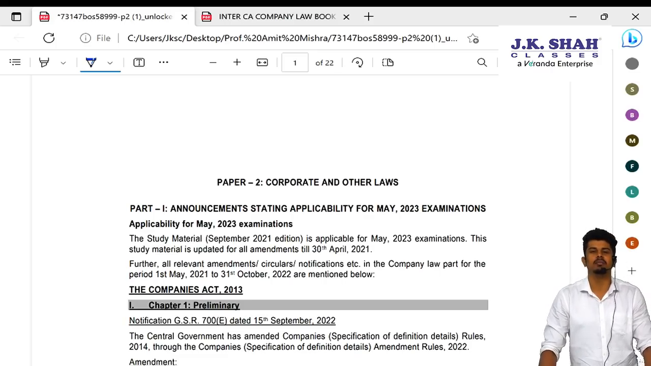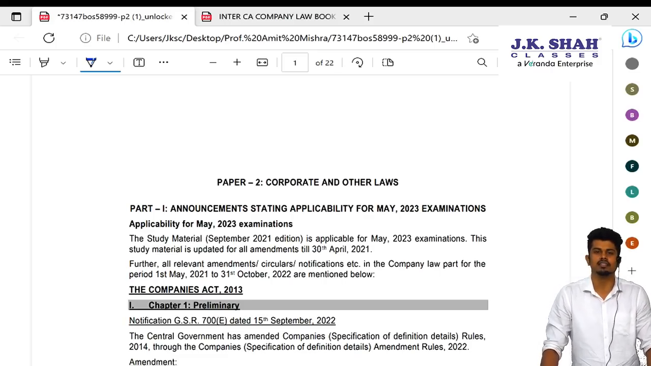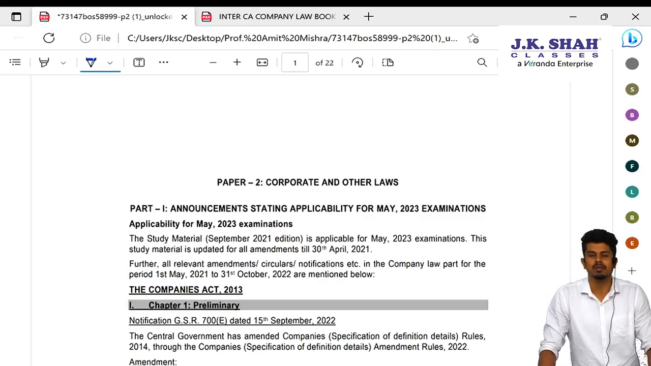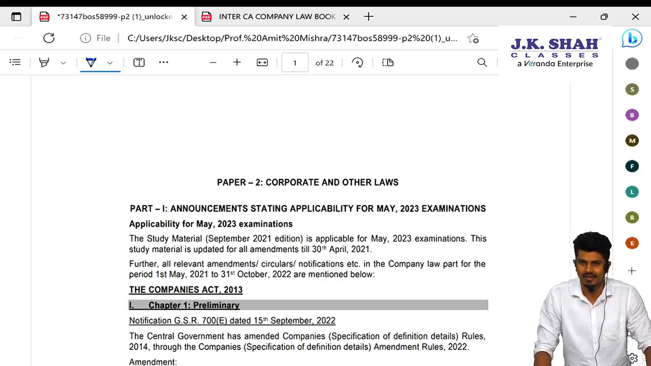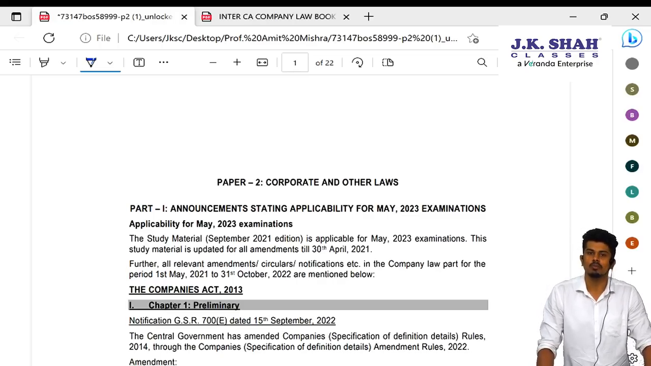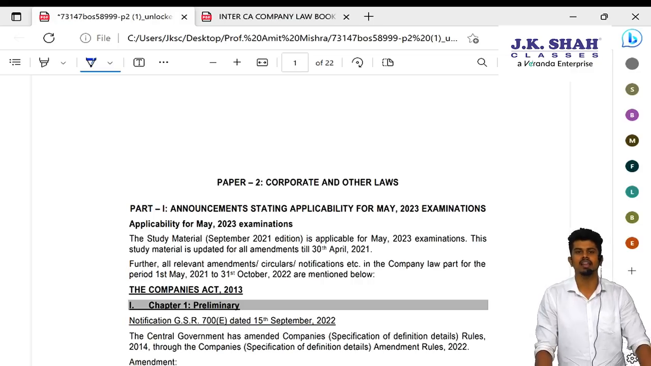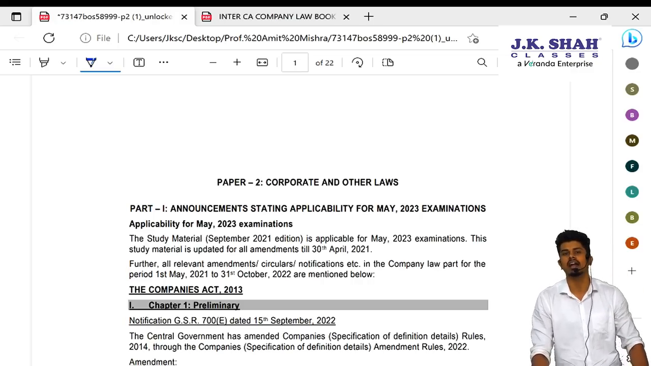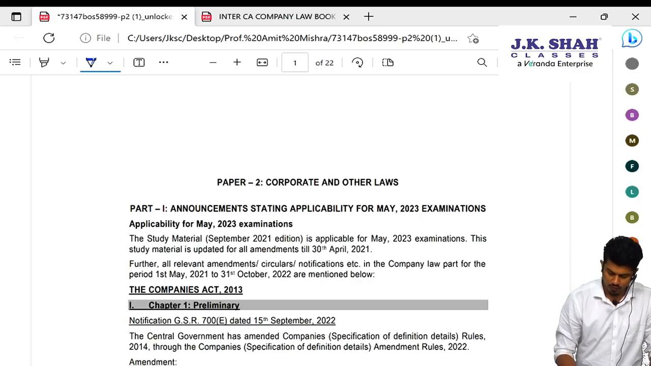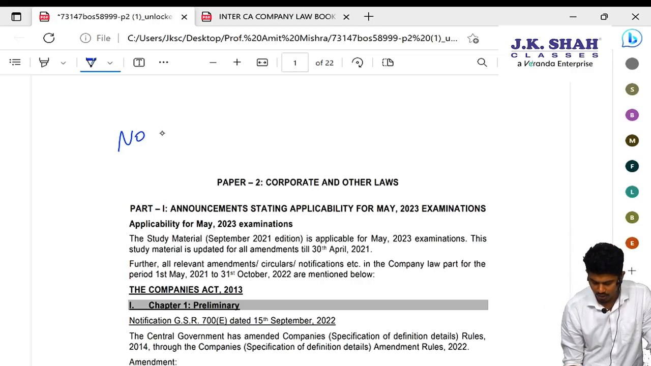This is Professor Amit Mishra on behalf of JK Shah classes, and in this video we are going to discuss our entire RTP which is applicable for May 23. So without wasting any time, I'll directly come to the point, guys. First of all, there is no amendment in other laws.